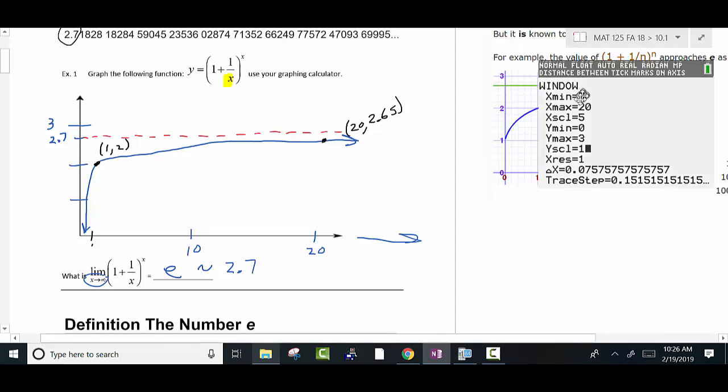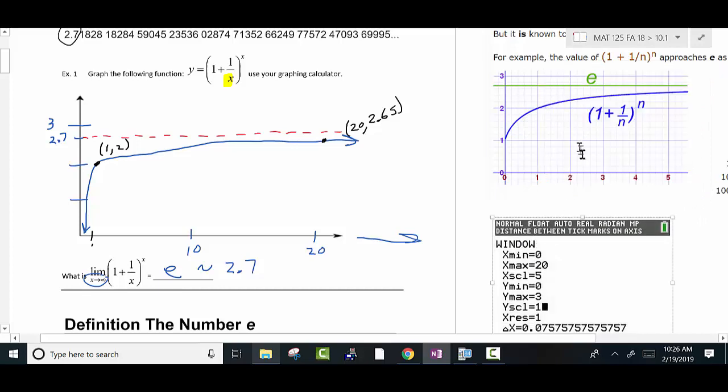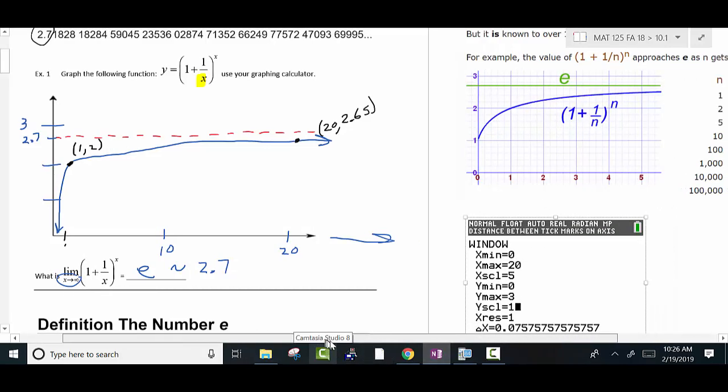Tell me if that makes any sense to you, what we did graphically. At least I want to give you an idea where E comes from, all right?